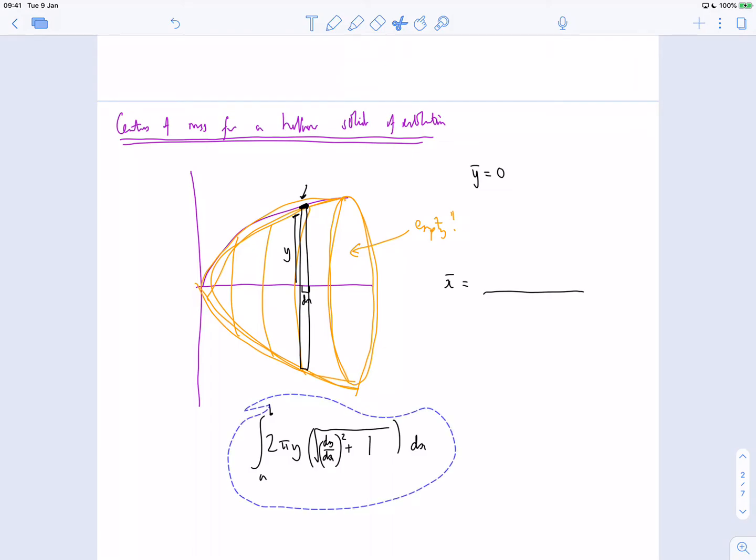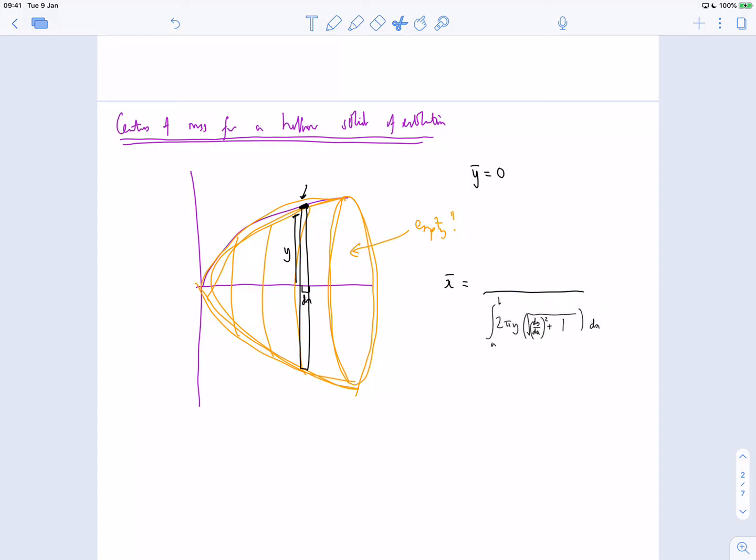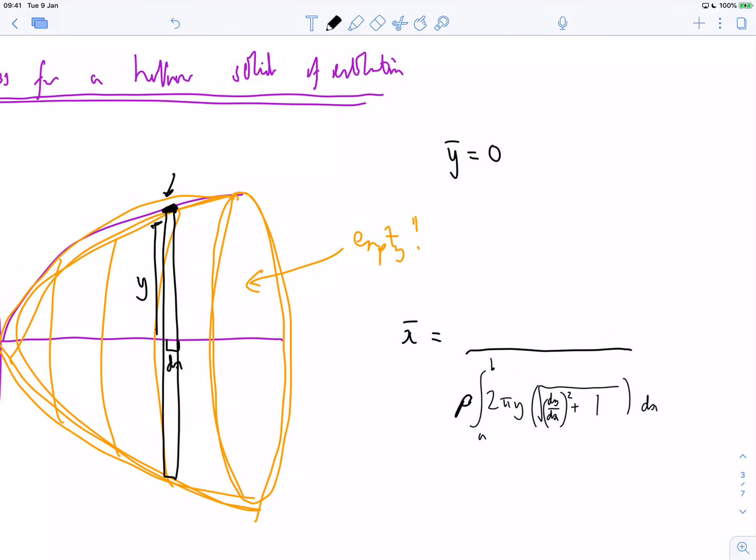And now this is our mass function, just slotted in over here. This is our mass, but we technically have to multiply it by some rho. That's just the area times density, it's going to be our mass. And then on the top, I need to do a similar thing. This time it's going to be rho times the integral between a and b of 2 pi y times the square root of dy by dx all squared, plus 1, dx.